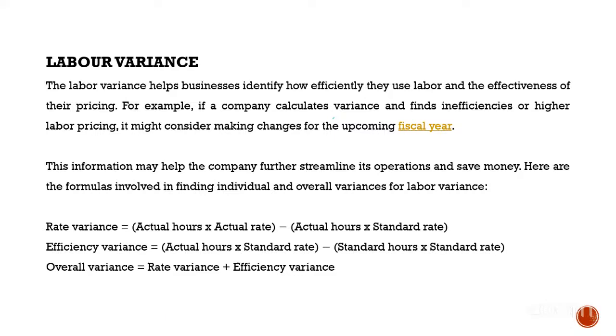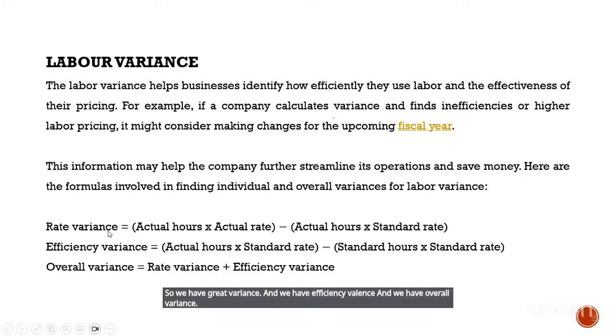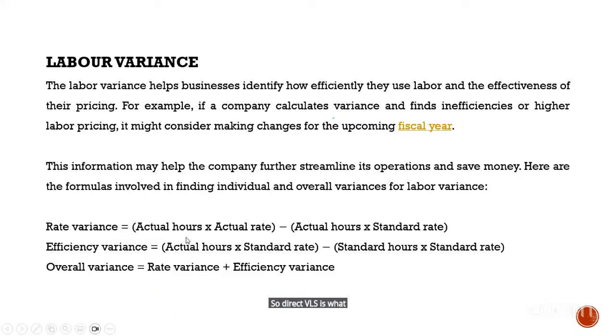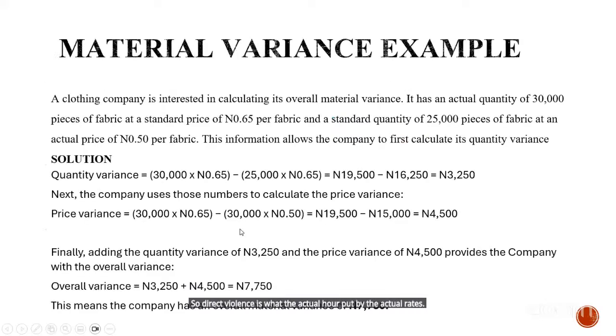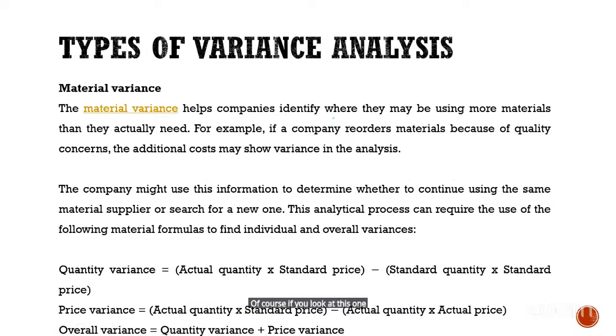So we have rate variance, efficiency variance, and overall variance. The rate variance is what? The actual hour multiplied by the actual rate. Of course, if you look at this one, it's almost the same thing as the material price variance.